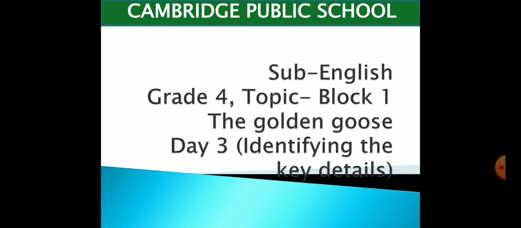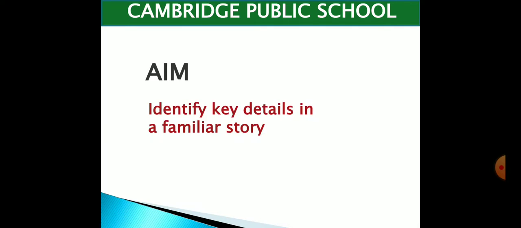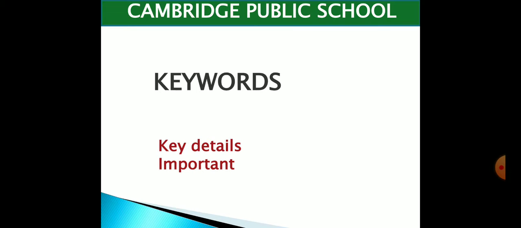Today we will start day 3, that is identifying the key details of block 1, the golden goose. For that you need resources. Those resources are your content book and your workbook. Aim: identify key details in a familiar story. You know a story and in that you have to find the key detail. Keywords are key details, important.